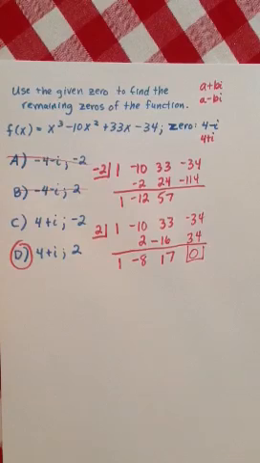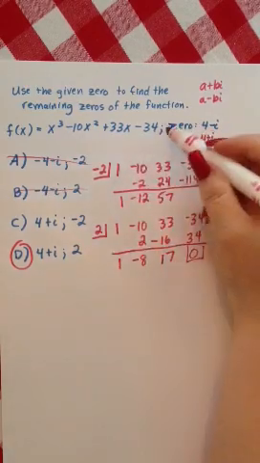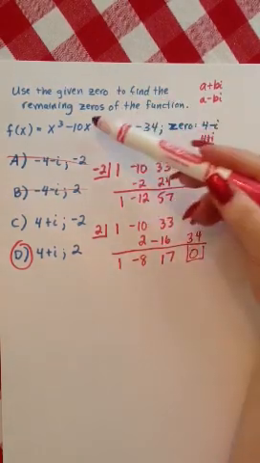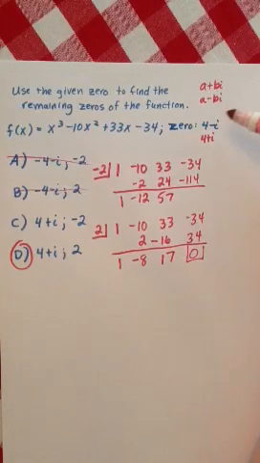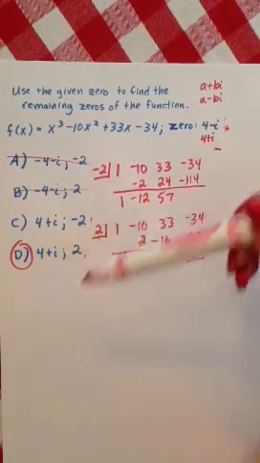So on a problem like this, if you had to use the complex conjugate theorem or the rational root theorem to figure out the zeros, it would be harder, but it's multiple choice. So you just kind of have to know something about the complex conjugate theorem and then just try out these other zeros, see if they work.